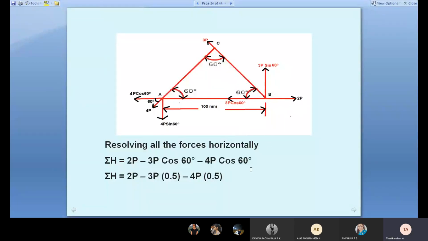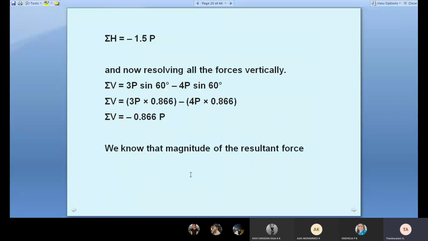So resolve all forces. What are the horizontal forces? 2P is plus x. Minus 3P cos 60, it goes to the left side, minus x direction. Then minus 4P cos 60. So apply all the values. You get finally the horizontal forces. The summation of H, meaning horizontal forces, equals minus 1.5P.